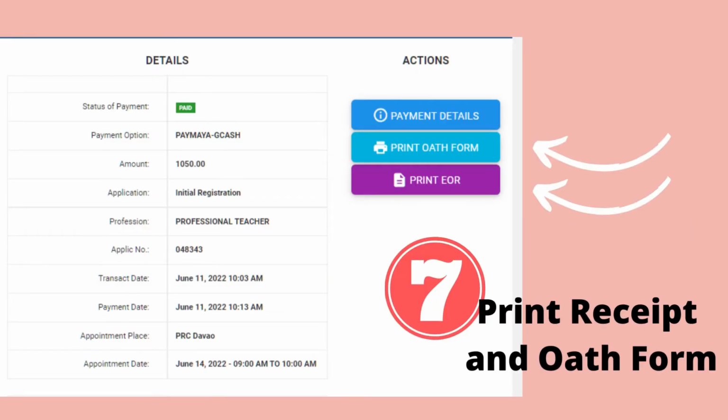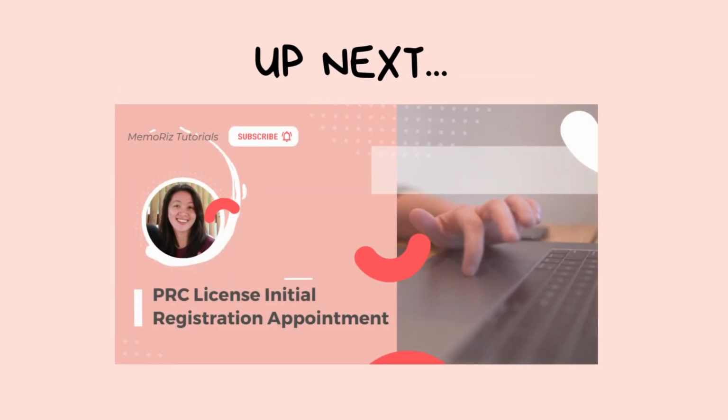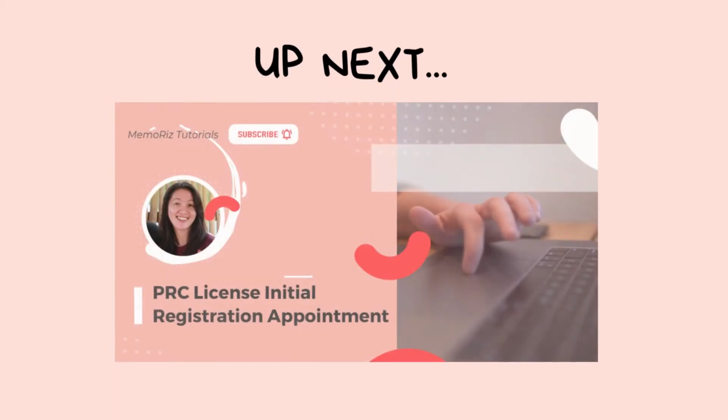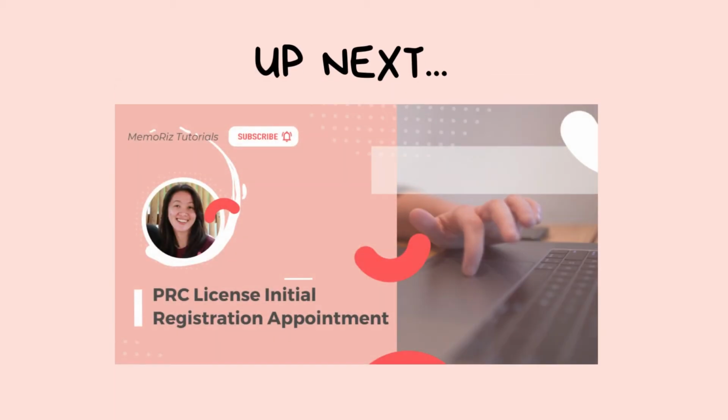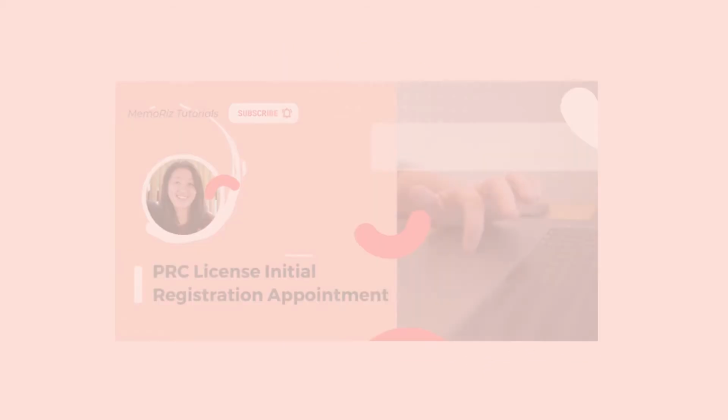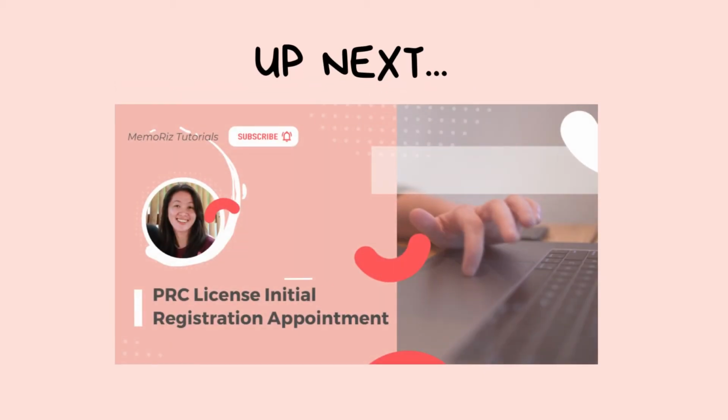Next step naman is to print out the receipt and the oath form. So, click nyo lang yan and ida-download nyo yung mga documents and print them out. So, those are the 7 easy steps for the online appointment registration. Up next is we're gonna be talking about the physical PRC license initial registration appointments. What do you expect kapag andun ka na sa PRC office branch?